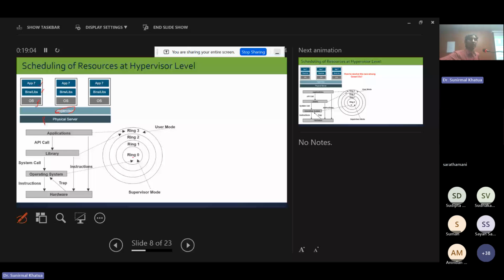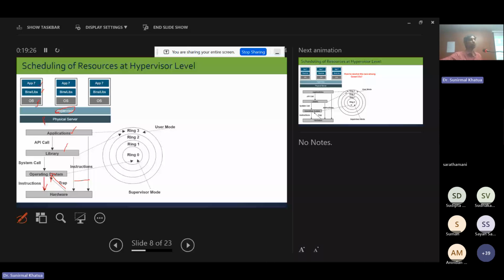So whenever the operating system executes some instruction, there is no issue because the OS is running in the privilege mode. But if the application or the library tries to execute a sensitive instruction directly on the hardware, it will be trapped. We already studied that the OS traps this and the operating system schedules the resources.